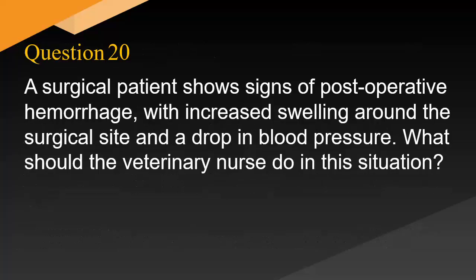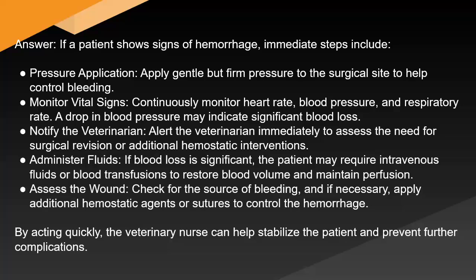A surgical patient shows signs of post-operative hemorrhage with increased swelling around the surgical site and a drop in blood pressure. What should the veterinary nurse do in this situation? Answer: if a patient shows signs of hemorrhage, immediate steps include pressure application. Apply gentle but firm pressure to the surgical site to help control bleeding. Monitor vital signs. Continuously monitor heart rate, blood pressure, and respiratory rate. A drop in blood pressure may indicate significant blood loss. Notify the veterinarian. Alert the veterinarian immediately to assess the need for surgical revision or additional hemostatic interventions.